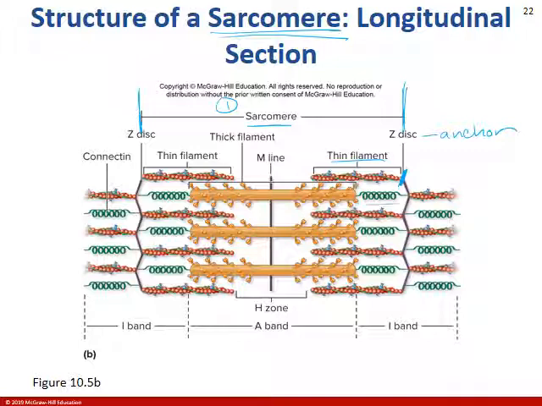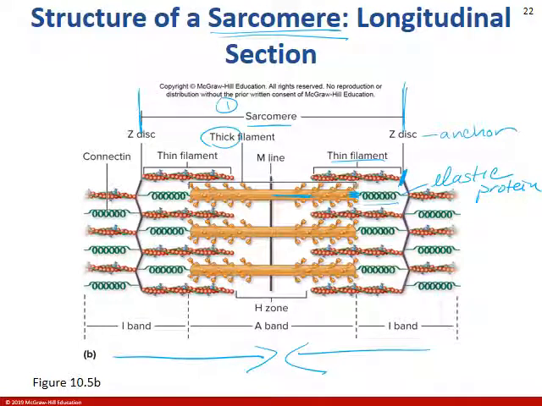Then we have this green structure, which is an elastic protein, and that is attached to the thick myofilament. So the thick and the thin myofilaments are attached to the Z disc. Z disc to Z disc is what's going to contract. A sarcomere is the smallest contractile unit, and this is where we're going to see the initial contraction event.